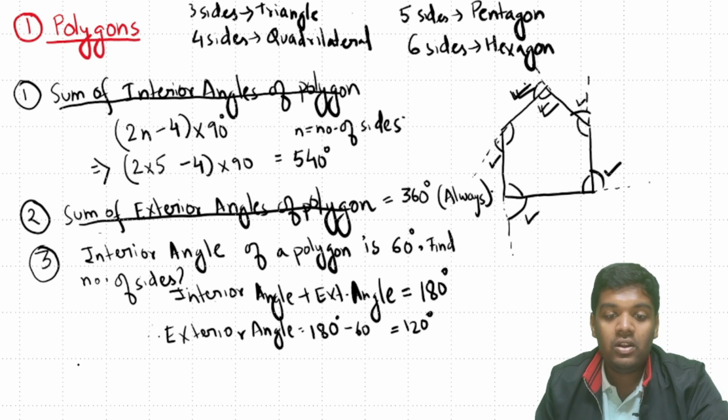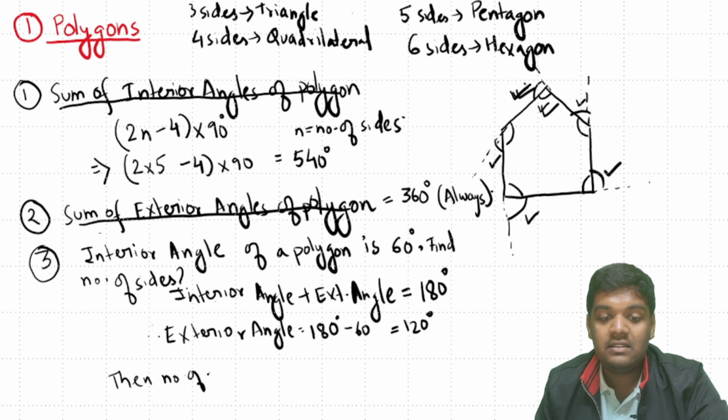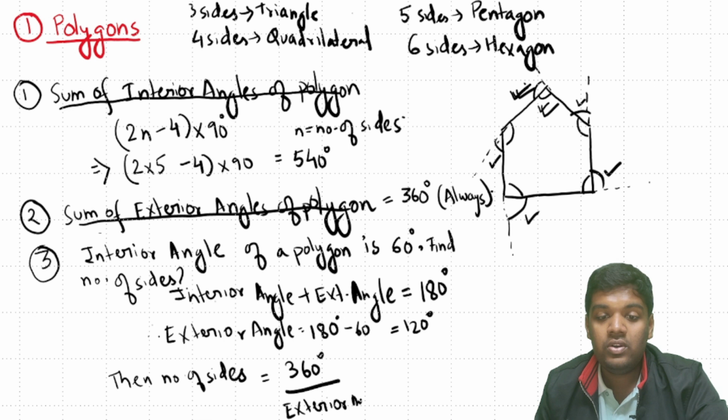Now, we all know the sum of exterior angles of a polygon is 360 degrees. Therefore, if one of the exterior angle is 120 degrees, then number of sides of the polygon will be 360 degree divided by exterior angle. Note, by here the polygon means a regular polygon, means the sides are equal. So the number of sides here will be 360 degree divided by 120, which is 3 sides. So it's a triangle, right?